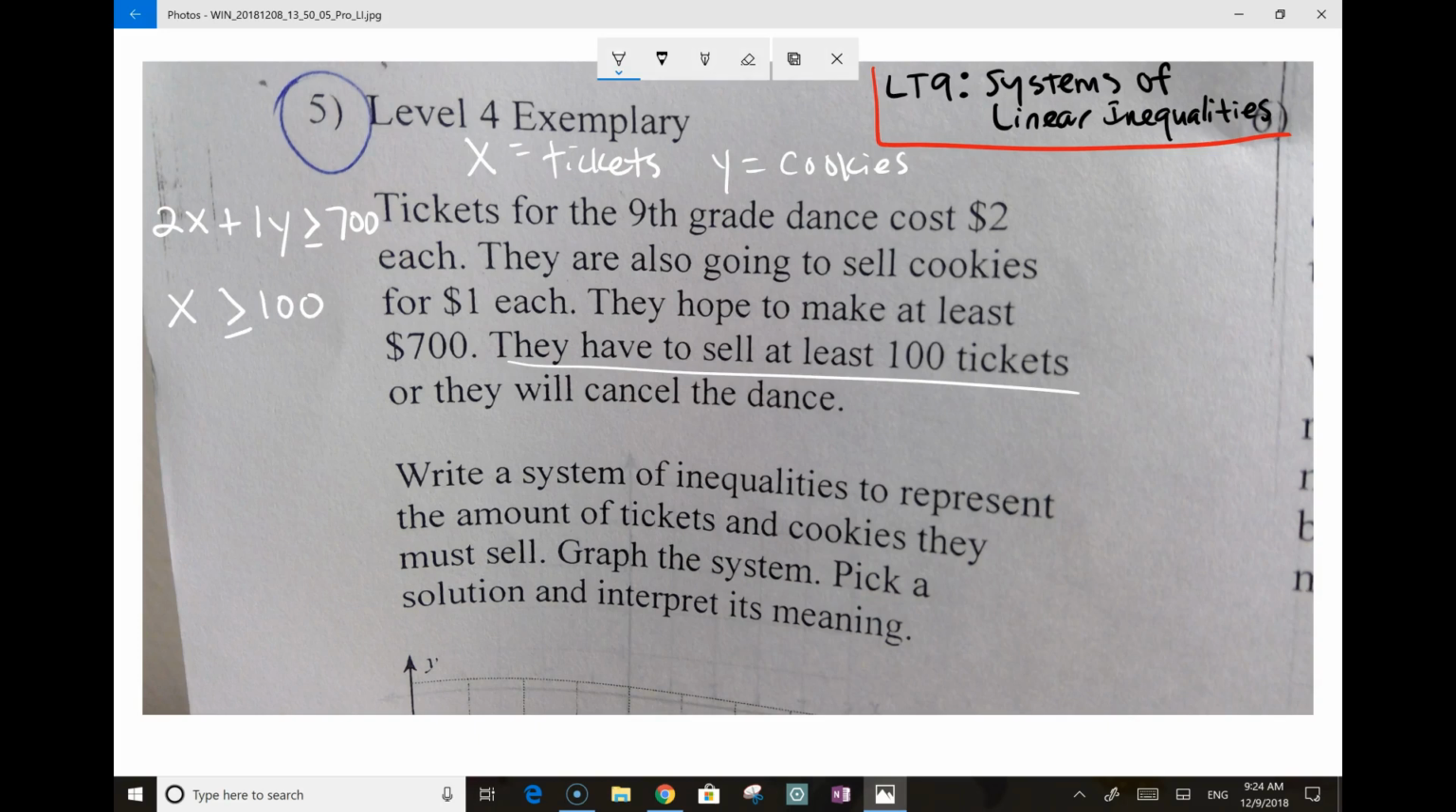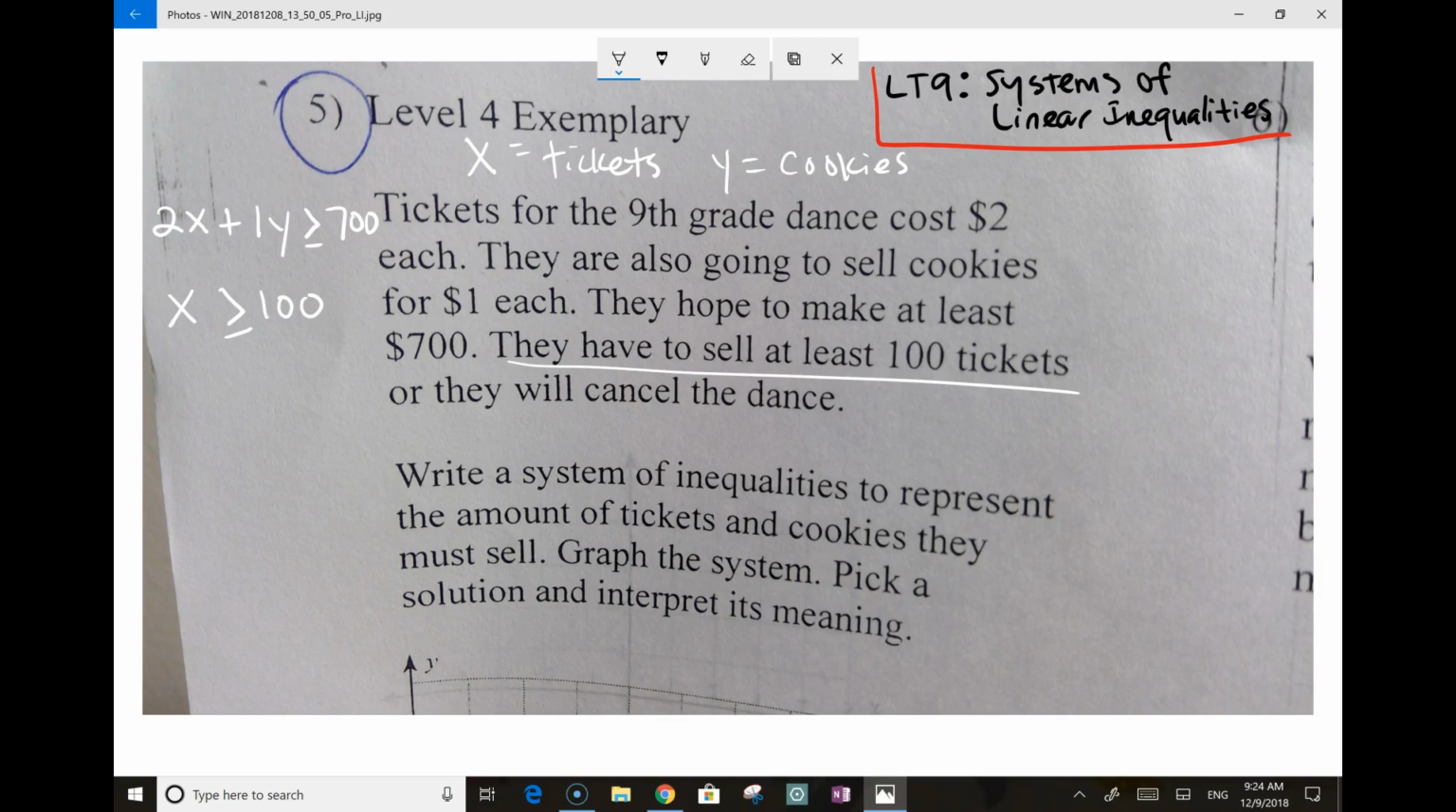Now, if you're wondering why there isn't a Y involved in this, the reason is because this is only about the number of tickets that have to be sold. It has nothing to do with the number of cookies that are being sold. And so when we graph these two together in one place, it will look something like this.